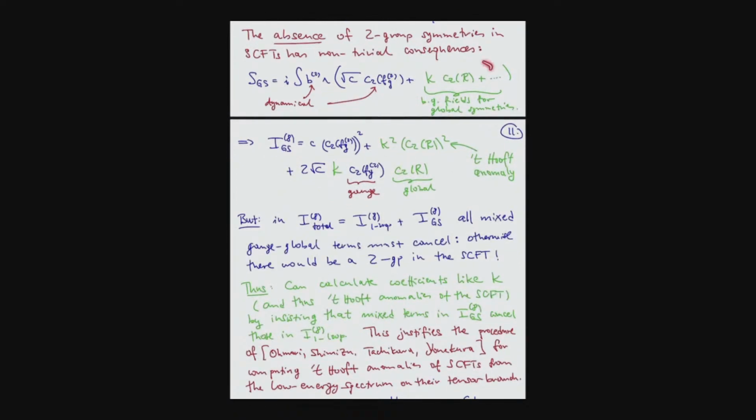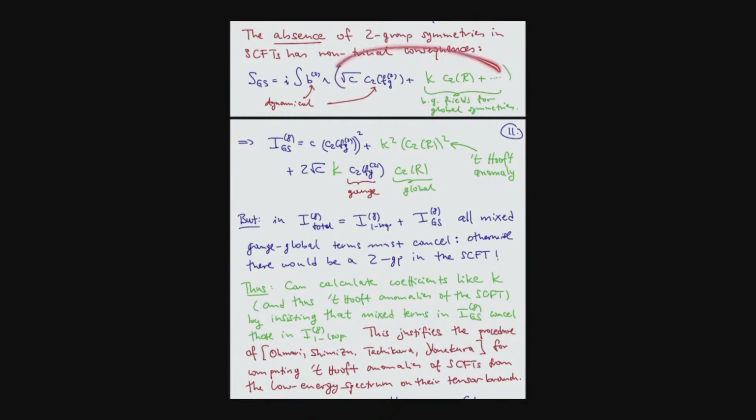So these are background fields for global symmetries. And this coefficient K is some coefficient in the low energy effective action that you don't necessarily know how to compute, but it only appears when you turn on background fields. Okay, so what does the Green-Schwarz mechanism do? The Green-Schwarz mechanism tells you that whenever B, which is chiral, remember, couples to something, that something squared contributes to the anomaly polynomial.